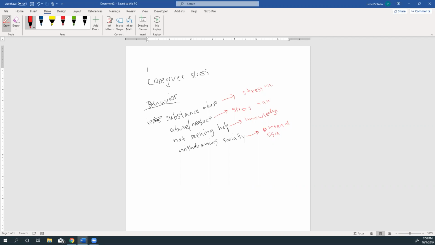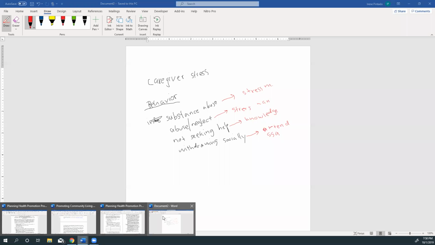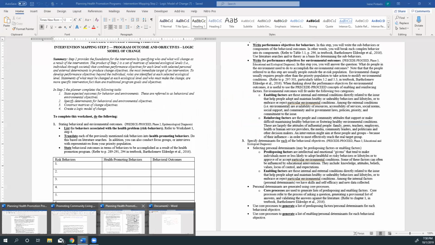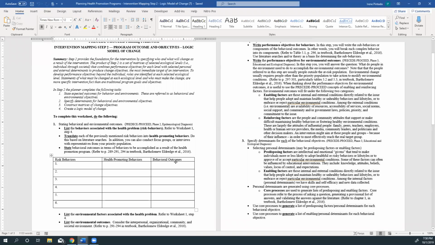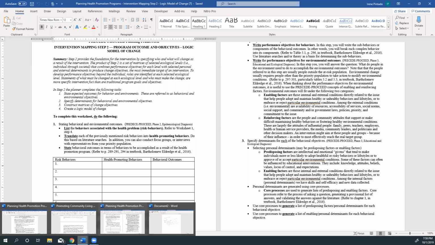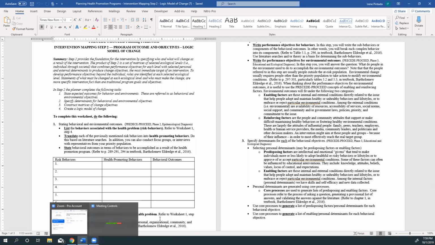So the next thing you're asked to do in this table is to say what the health outcome is, what it is we want to happen. Now we have to phrase it as a behavioral outcome. As a result of what I'm going to be doing, what is it I want to ultimately see?